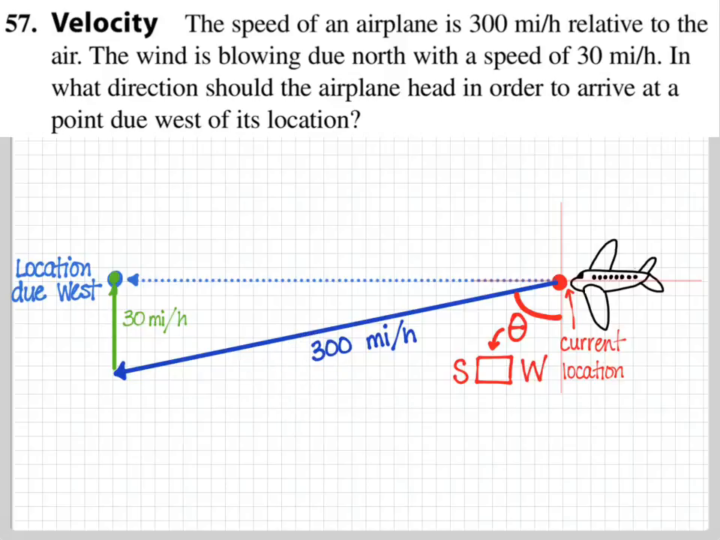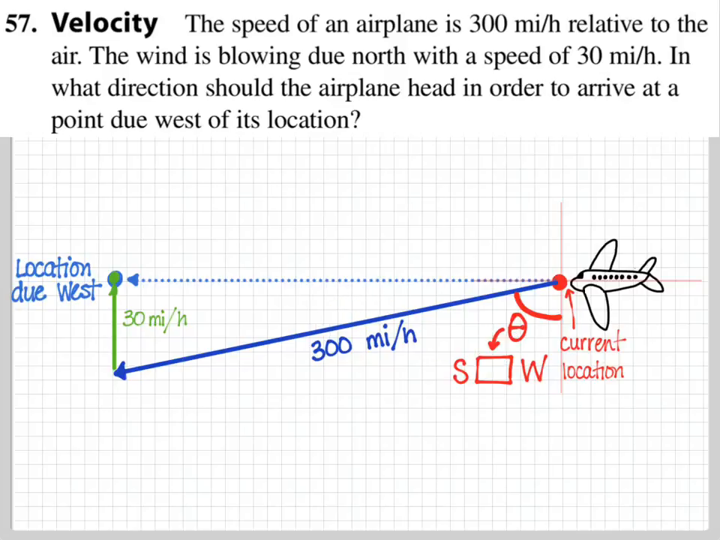Since the question is, what direction should it head, we're going to use bearings. And since we're going to use bearings, remember that we either start facing south or we face north. And in this case, we're down in the southern part, below the x-axis. So we're going to be starting by facing south and turning to the west. So it's this theta that we want to find out.